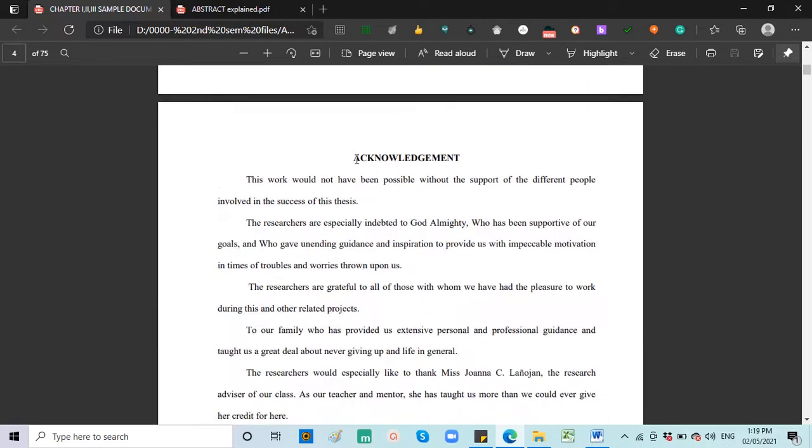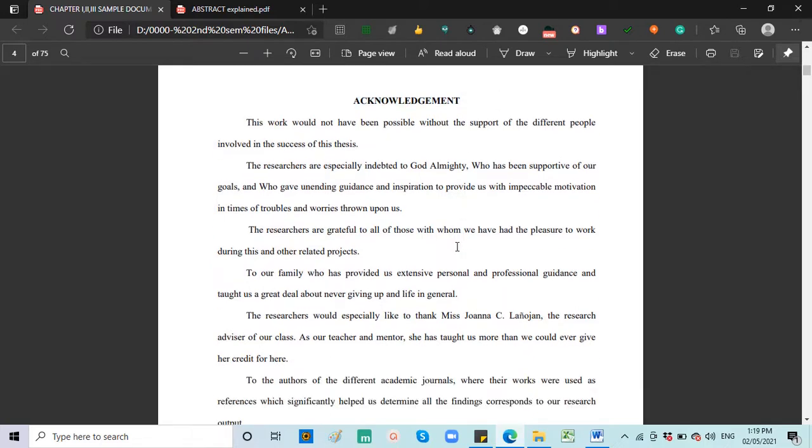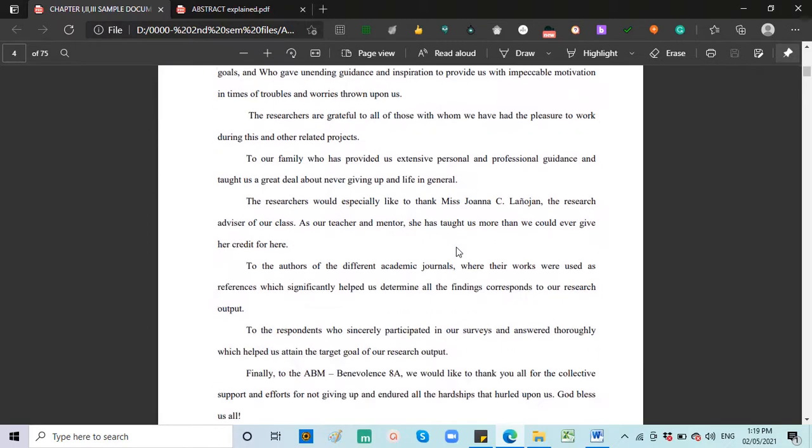Page 4 is the acknowledgement page. This is where you acknowledge whoever you'd like to thank, for making your research undertaking a success.